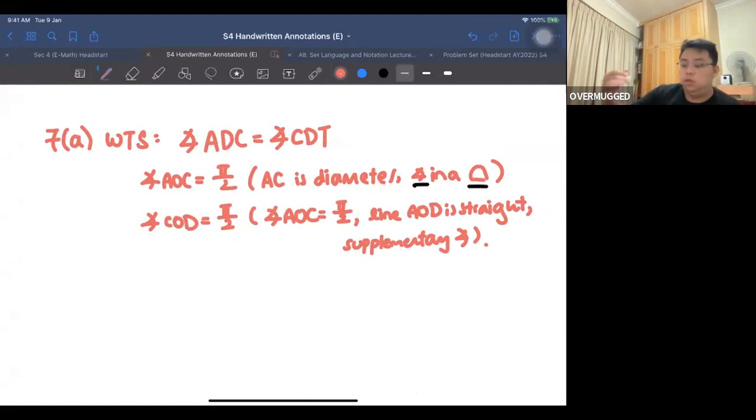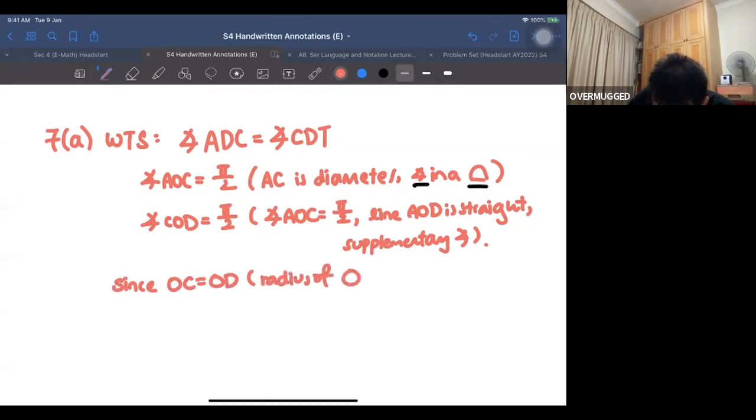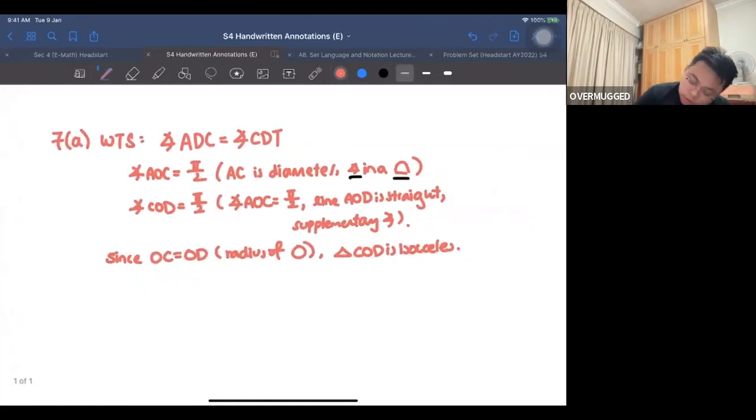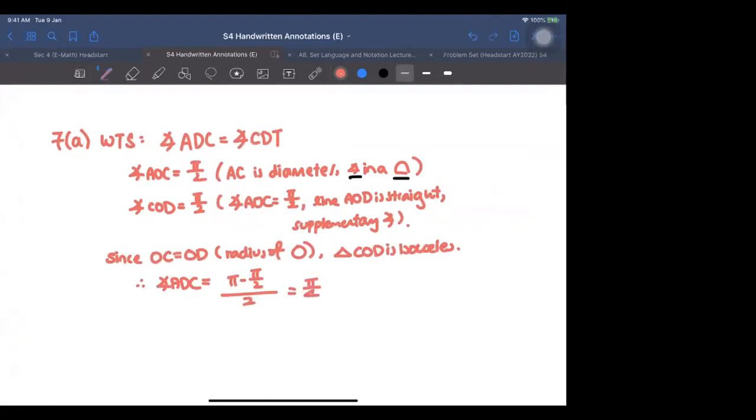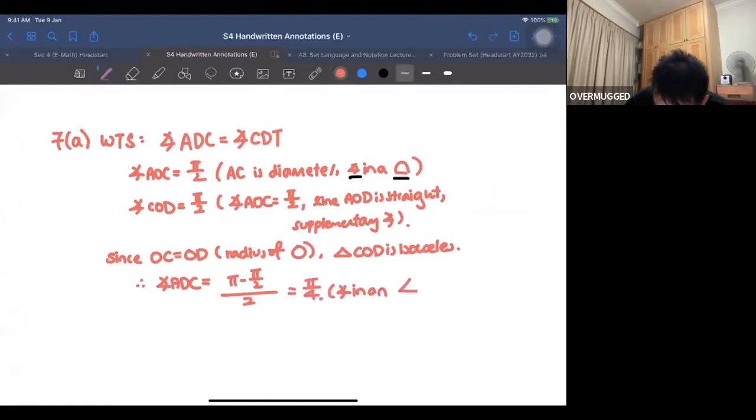Next, we're going to explain the isosceles triangle. Since OC equals OD, radius of circle, triangle COD is isosceles. So therefore, the first angle ADC is pi minus pi over 2, divided by 2, which is pi over 4. Angles in an isosceles triangle. So I'm abusing notation here, so just take note that all the little symbols that you see there, please write out in full in exams.